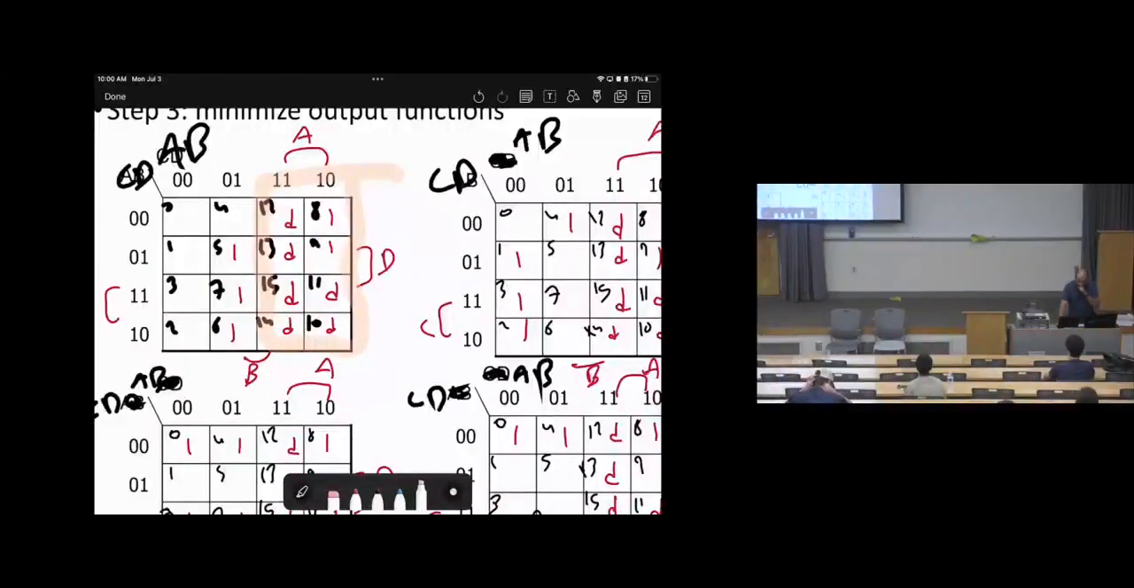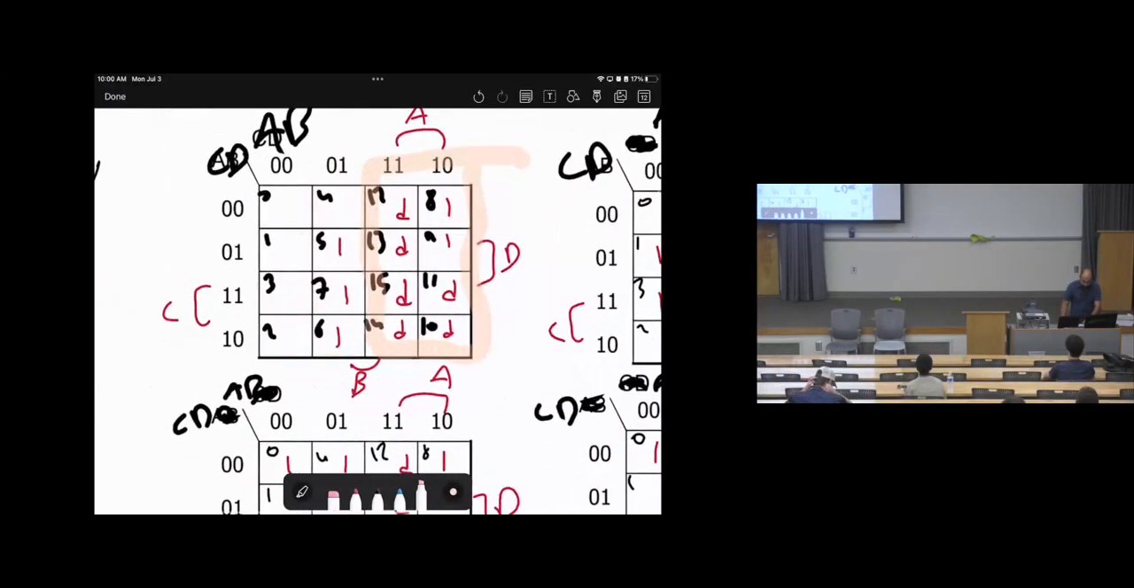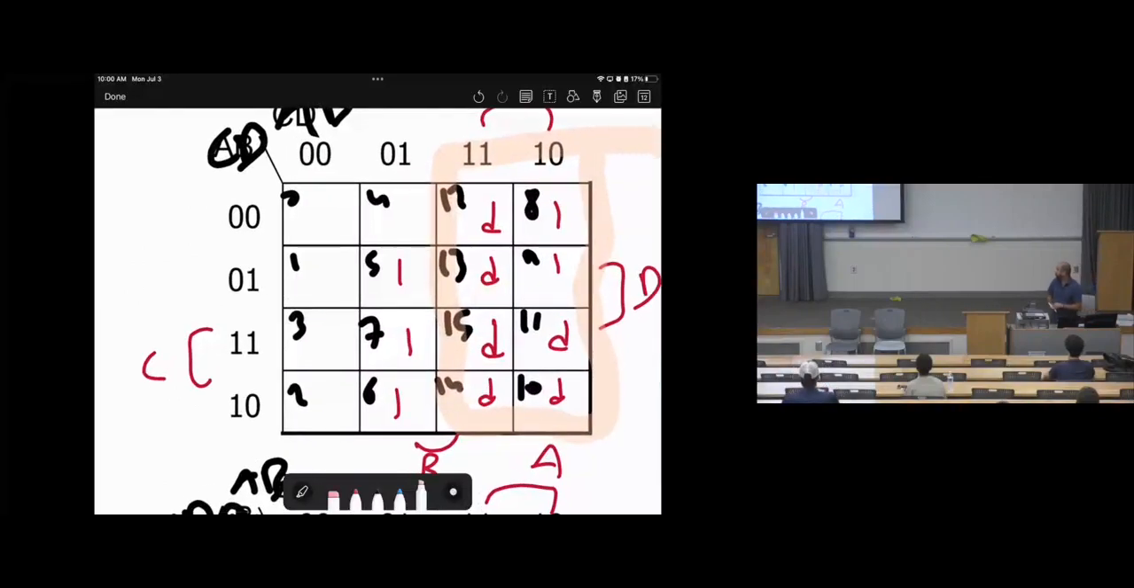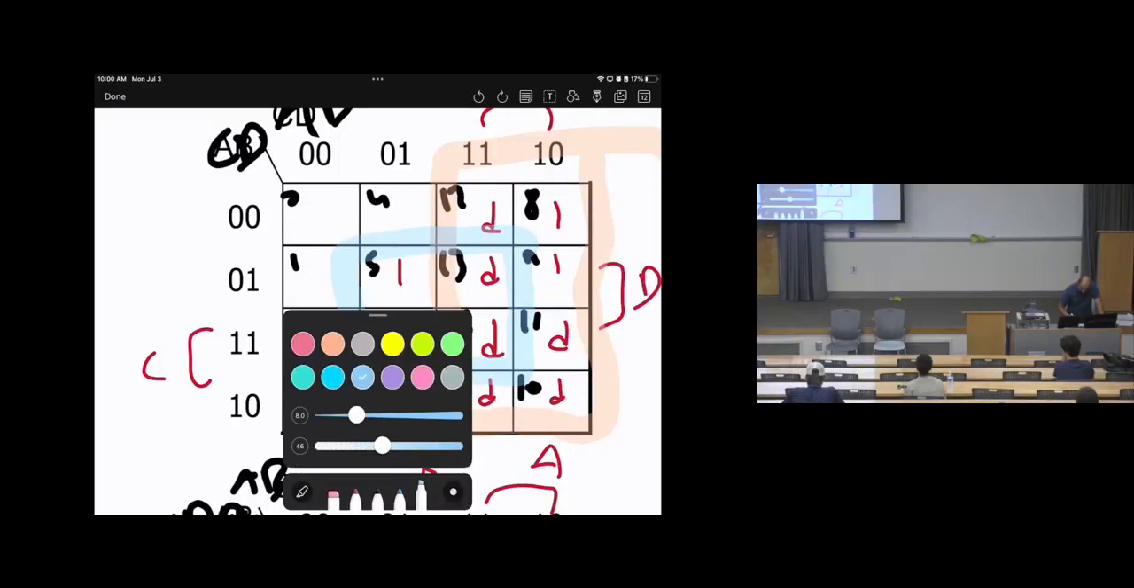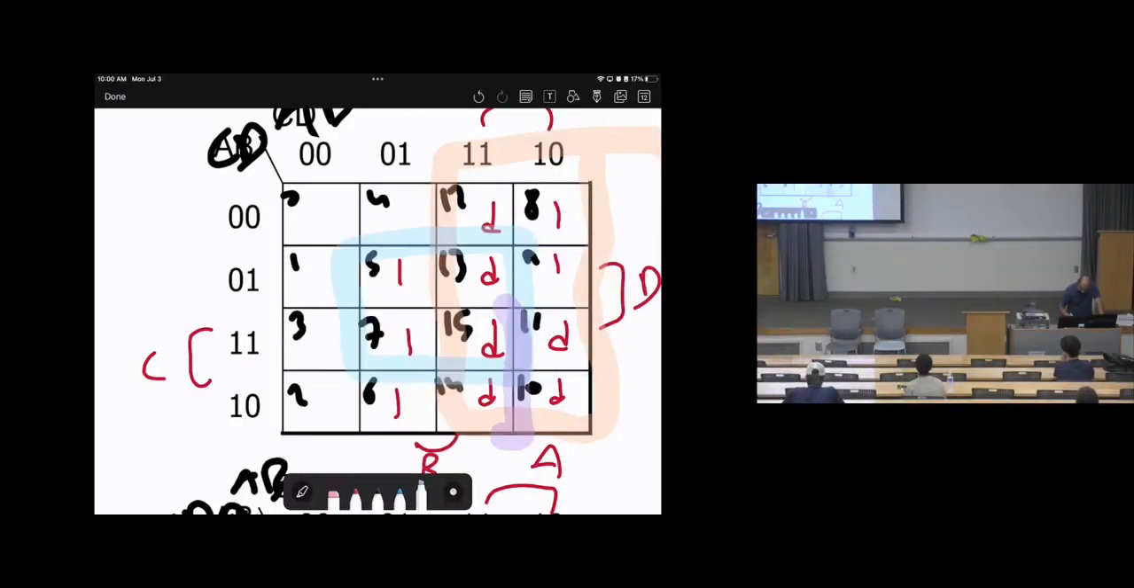Okay. Now, we have 3 ones in the left. What should we do? How can we cover this? We can cover this as 4 loops. We can take a group of 4 like this. Let me change to a different color. And we can cover as a group of 4 like this. Okay?